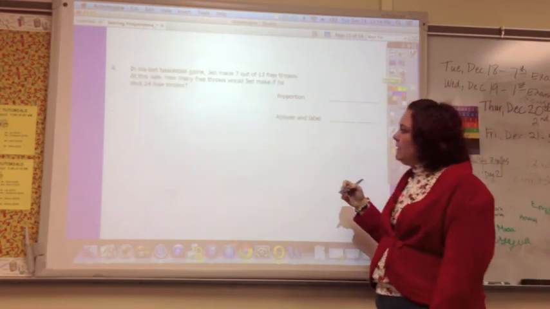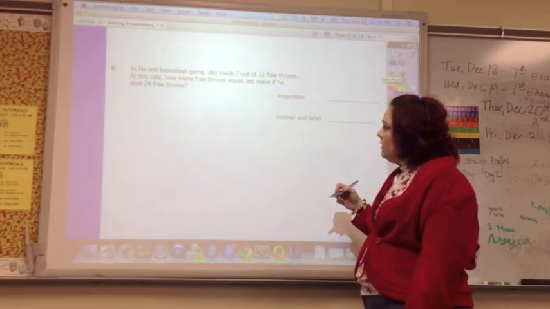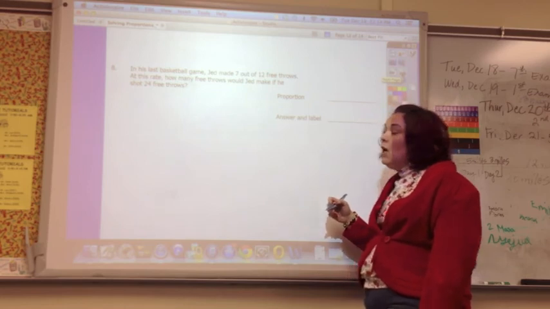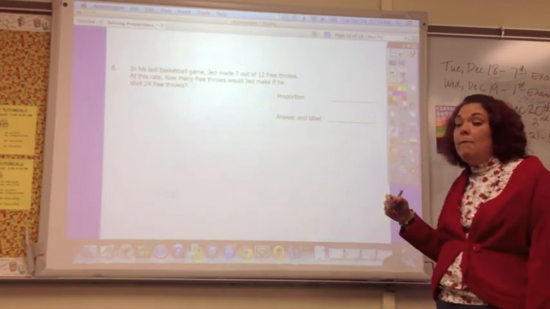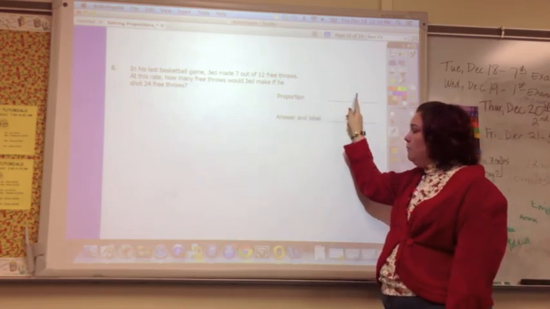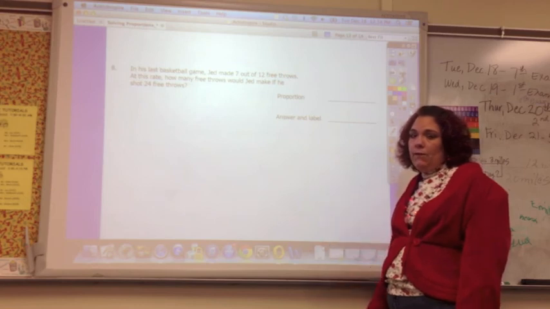In his last basketball game, Jed made 7 out of 12 free throws. At this rate, how many free throws would Jed make if he shot 24 free throws? You can probably do this without even setting up a proportion, but I want you to go ahead and show your work, write the proportion, answer, and label. Pause it if you need to.